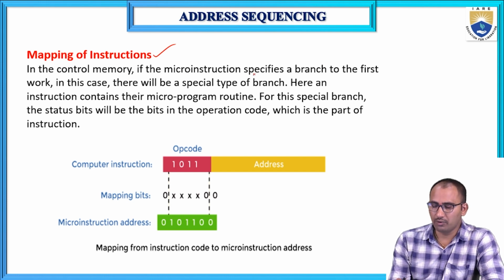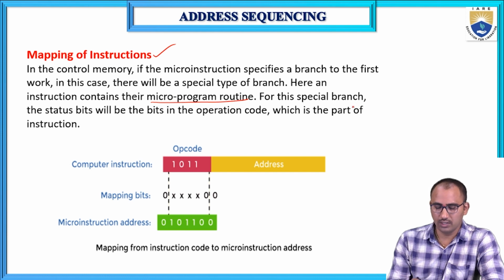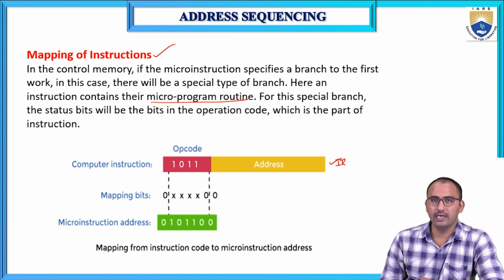In the control memory, if the micro instruction specifies a branch to the first word, in this case there will be a special type of branch. Here an instruction contains its microprogram routine. So the control memory stores the micro programs or micro routines. We are going to find the address of these micro routines or micro programs. For this special branch, the status bits will be the bits in the operation code, which is part of the instruction. So consider an instruction register. Initially the instructions are fetched from the memory, and whenever an instruction is fetched, it is placed in the instruction register.